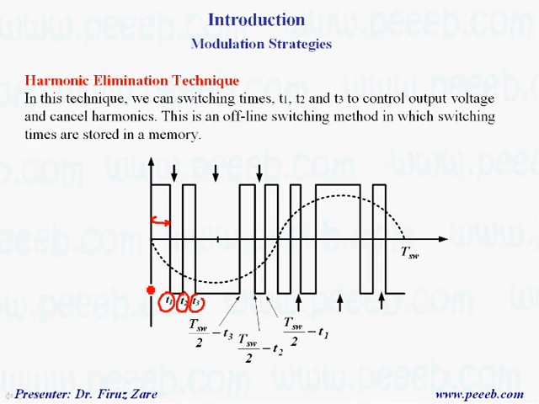That's why this is an offline switching method, because we need to calculate this before and store the switching times in a memory or in a microcontroller and then run the program. So basically this method is very useful for open loop control when the output voltage is not changed significantly.